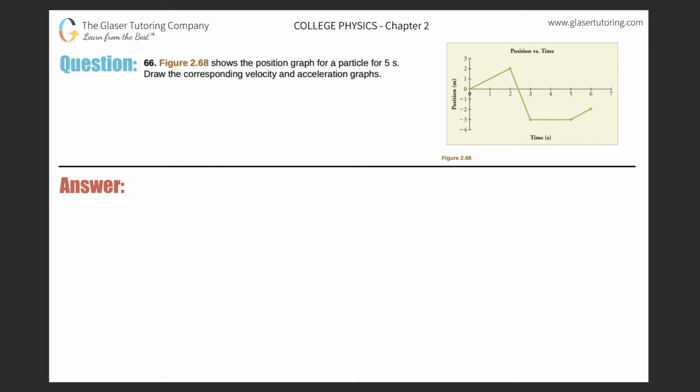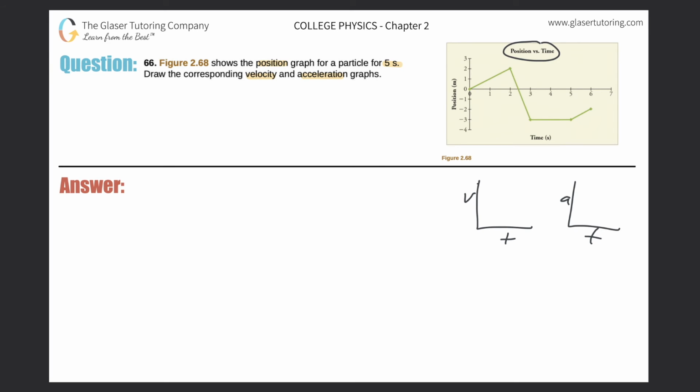Number 66. Figure 2.68 shows the position graph for a particle for 5 seconds. Draw the corresponding velocity and acceleration graphs. Okay, so we have a position versus time graph here. Now, somehow we have to, from the position versus time graph, create a velocity versus time graph, and then create an acceleration versus time graph.